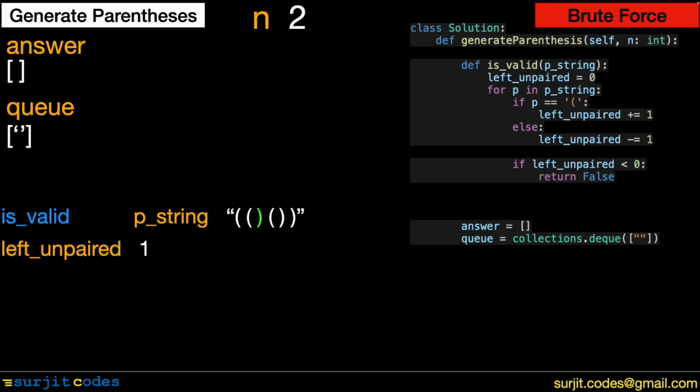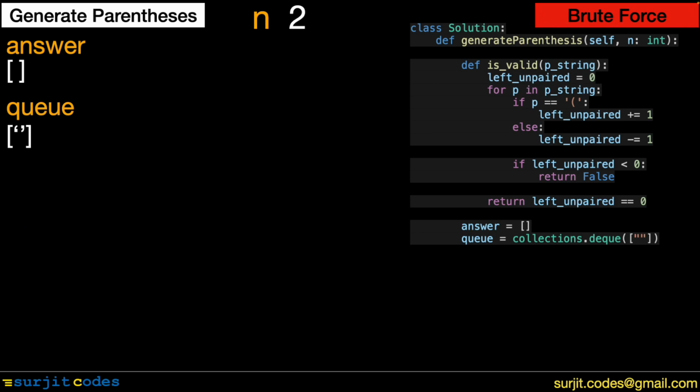However, if it becomes less than 0 at any stage, we must return false immediately because a right parenthesis is present without a matching left parenthesis before it. At the end of the loop, there should be no parenthesis left unpaired. We return true if left unpaired is 0. If not, one of the two types of parenthesis is in excess and we return false.